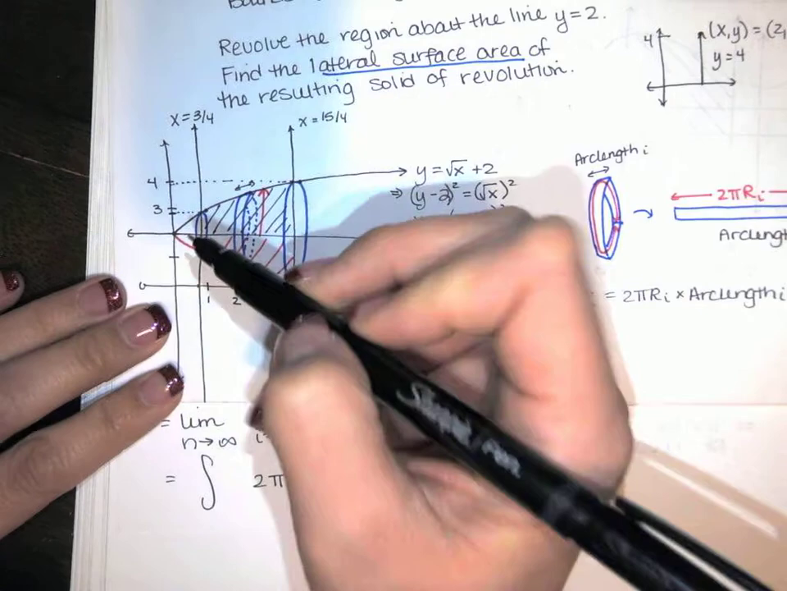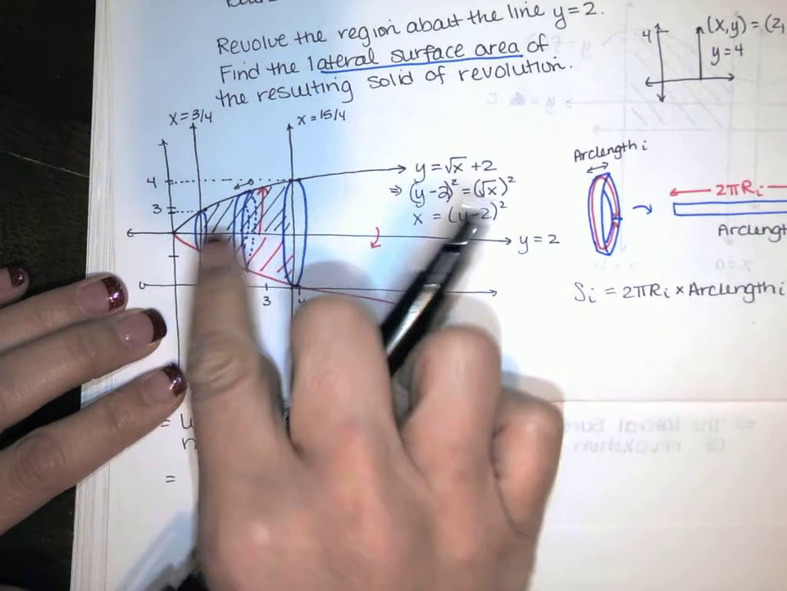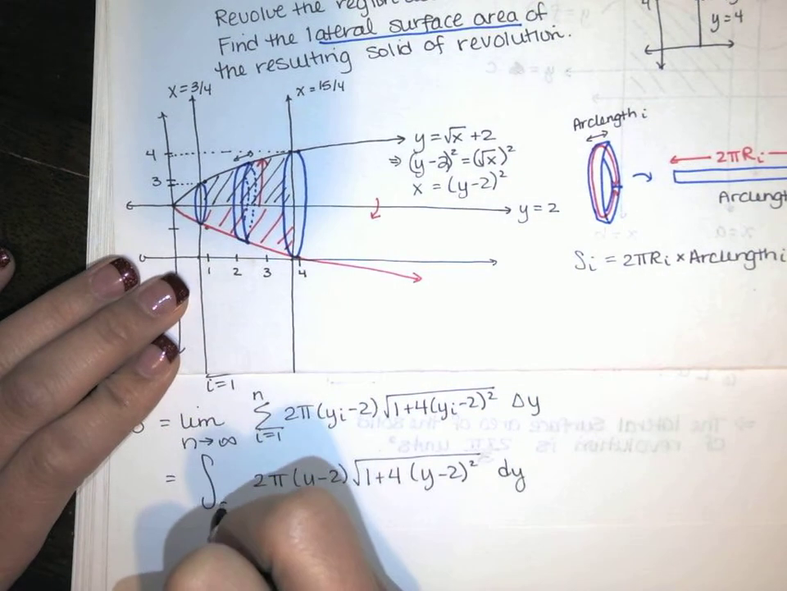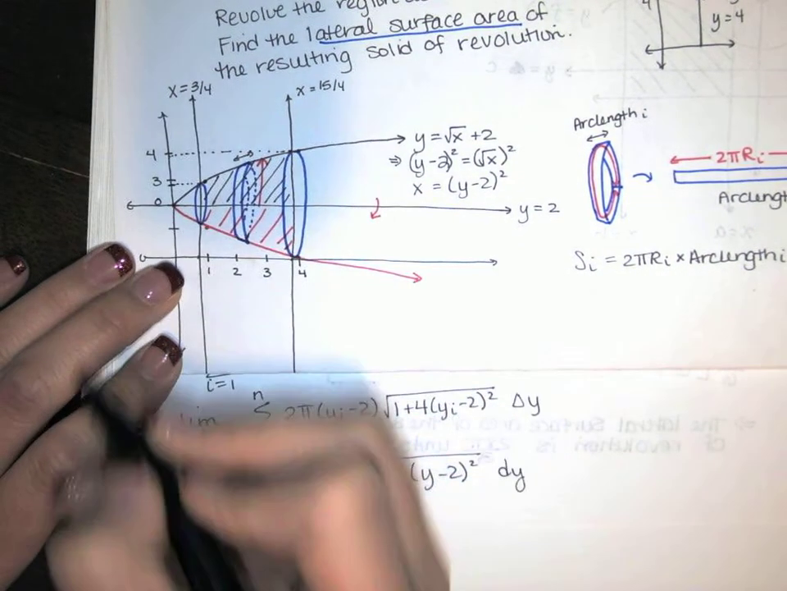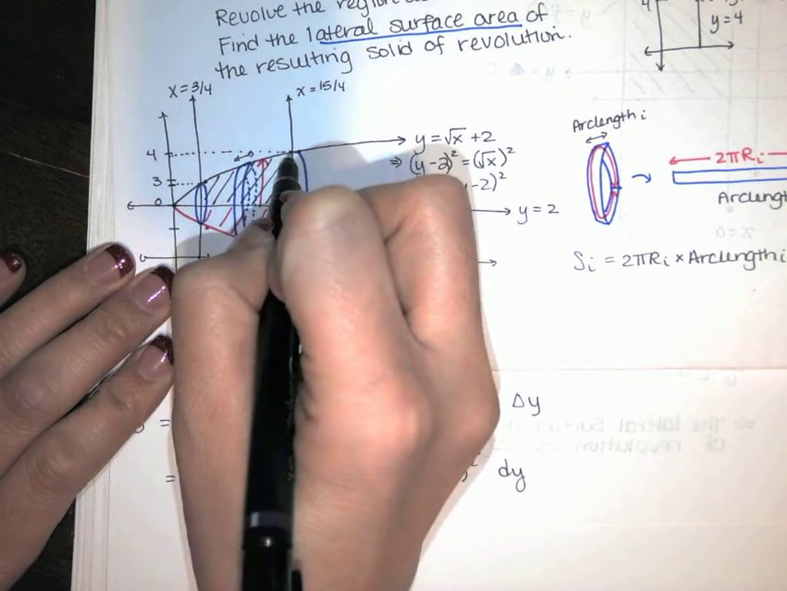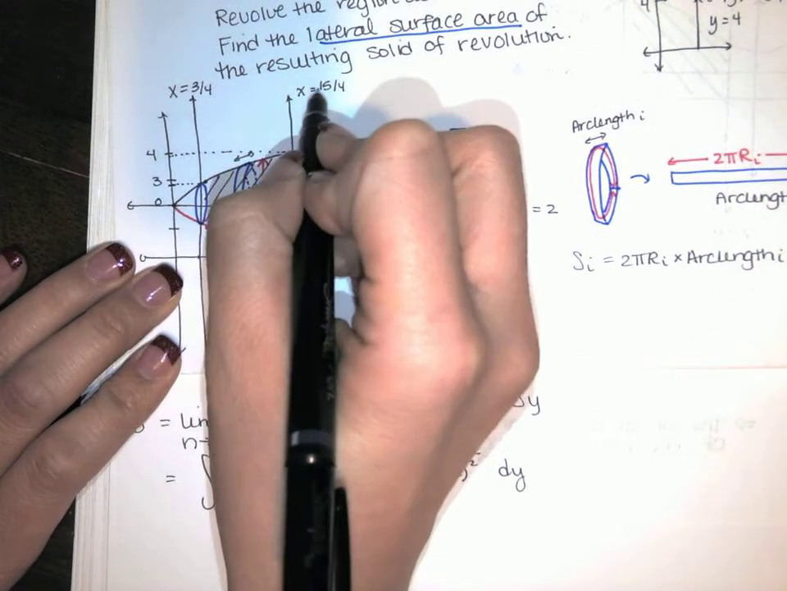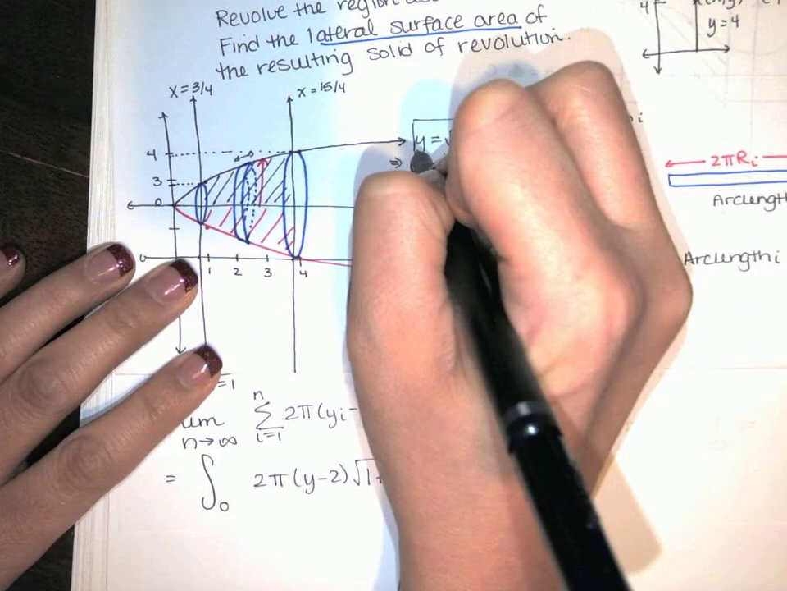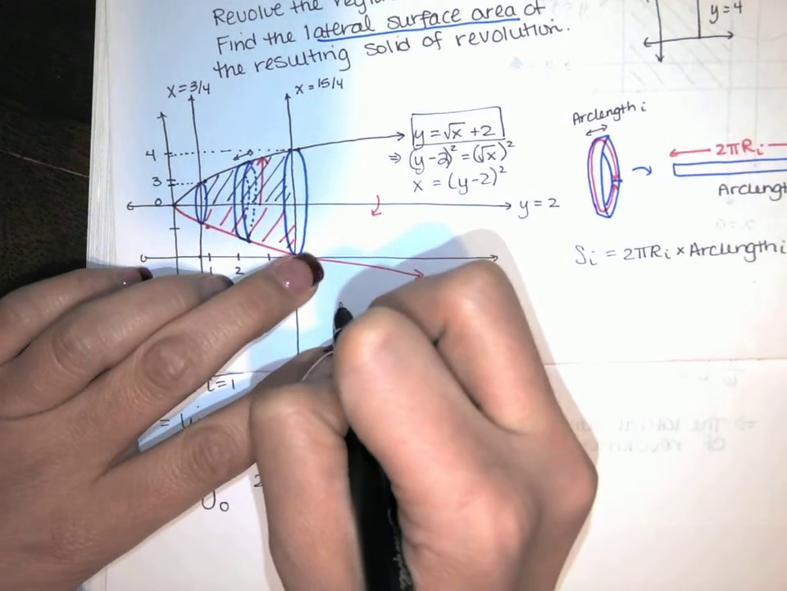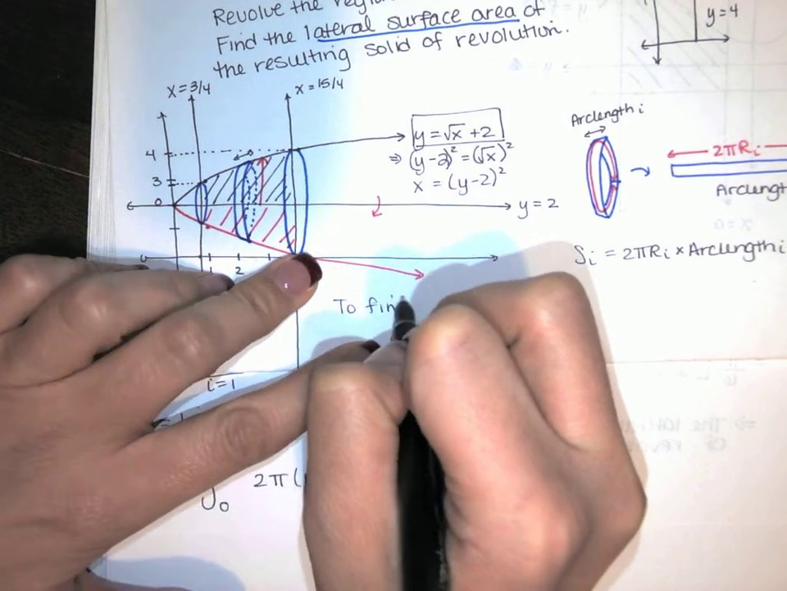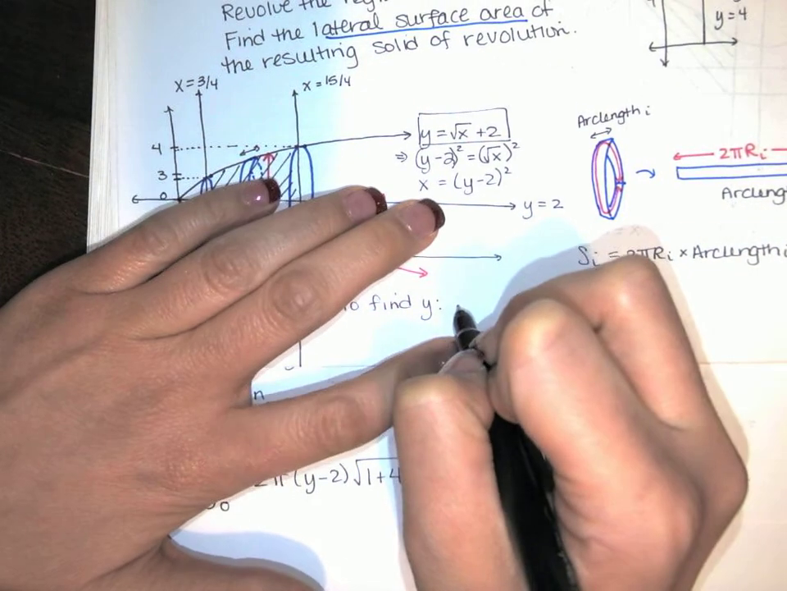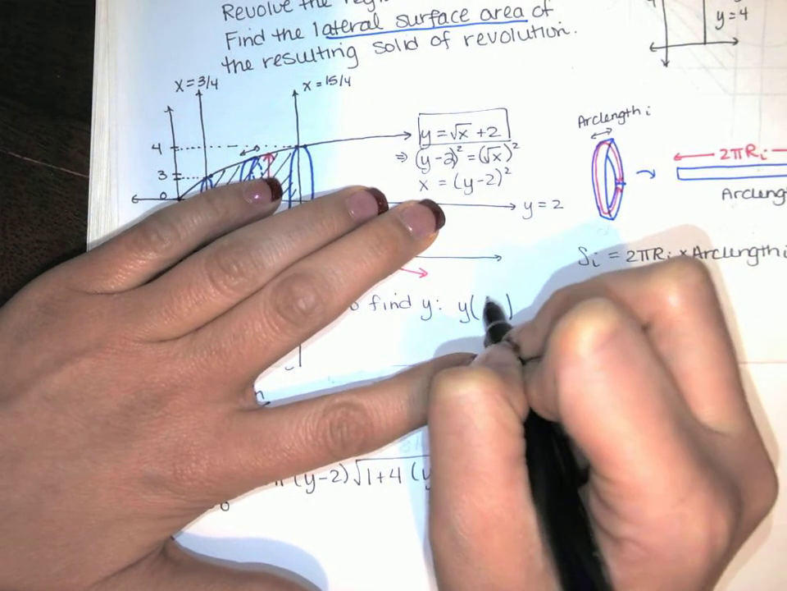Actually, I think we need y to start at 0 because our region starts at y equals 0. So our bottom limit is 0. And then we're going to go all the way to the top of our region, and that's the y value that goes with x equals 15 over 4 on this curve. So to find the y value, that upper limit of integration, we're going to replace x with 15 over 4.